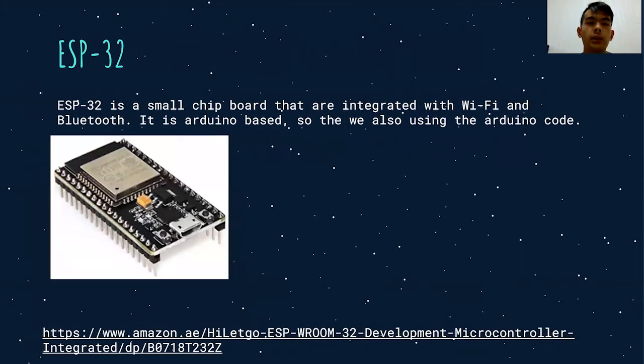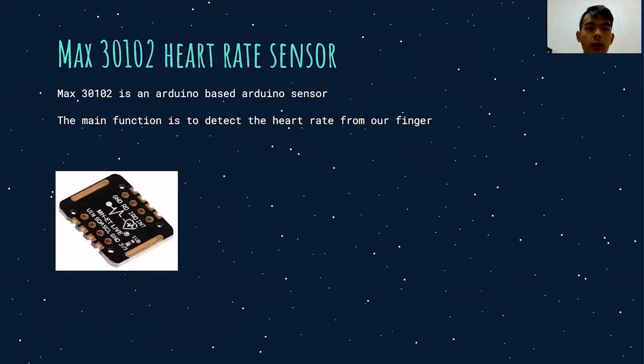And ESP32, we use this small chipboard that is integrated with Wi-Fi and Bluetooth. It is Arduino based, so we also use the Arduino code. And why we use this is because it is cheap and it is not so complicated. And the Max heart sensor is an Arduino-based sensor. It is the same as the ESP32, but a different type. The main function is to detect the heart rate from our finger.